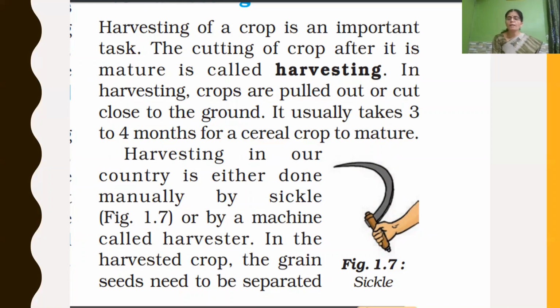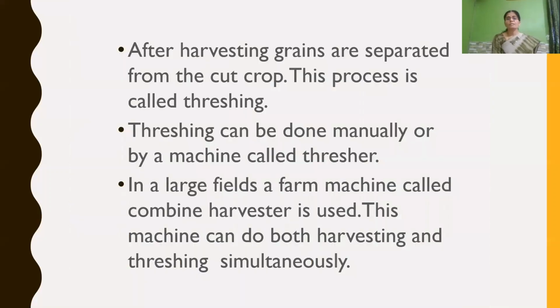So weeding is done by an agricultural implement called a kurpi. Harvesting is done by an agricultural implement called a sickle, or otherwise by a machine called a harvester. Then, after harvesting, the grains are separated from the cut crop.